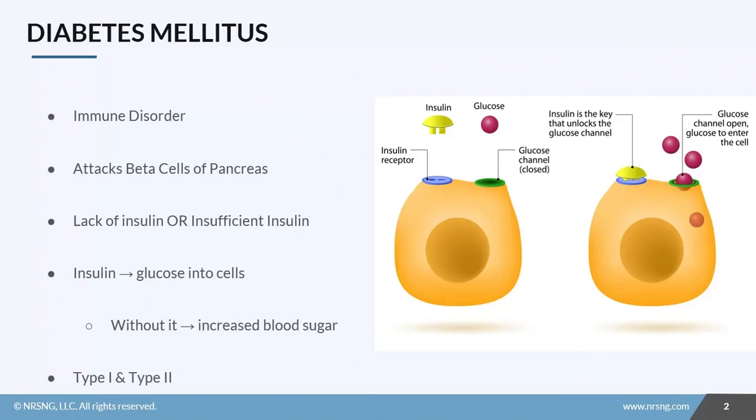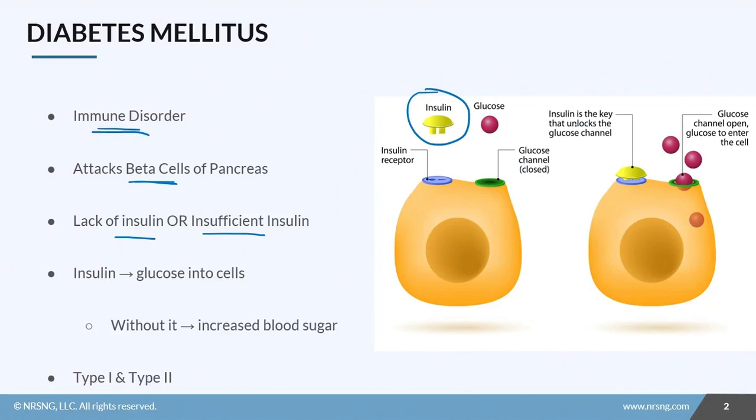So first, let's look at basic patho. Diabetes is an immune disorder that attacks the beta cells of the pancreas. Those are the cells responsible for secreting insulin. So if the beta cells are attacked, we either have a lack of insulin or an insufficient supply of insulin for our body's needs. So let's remind ourselves of what insulin does.